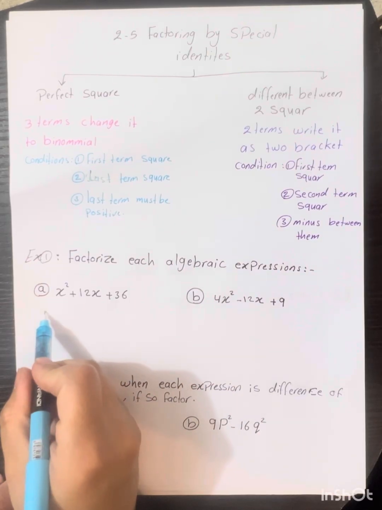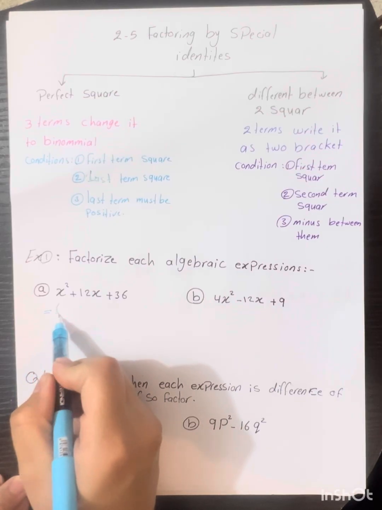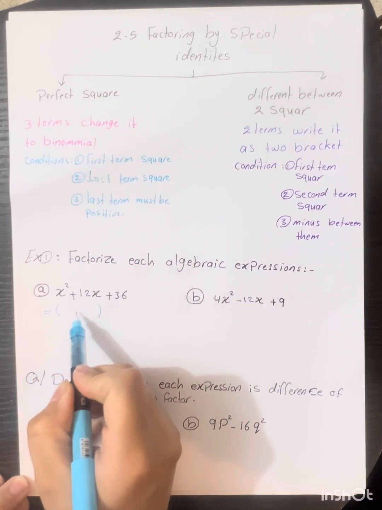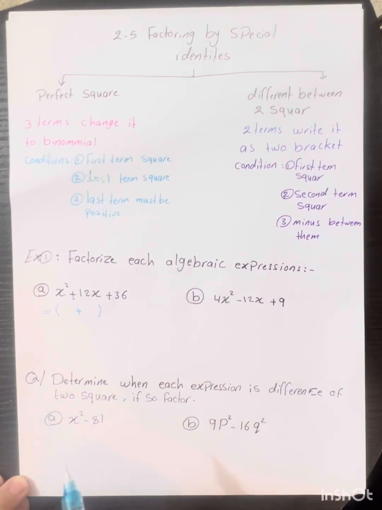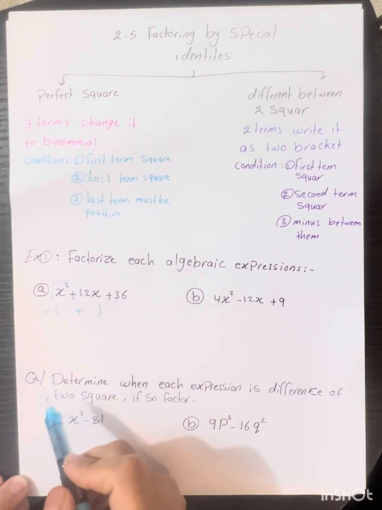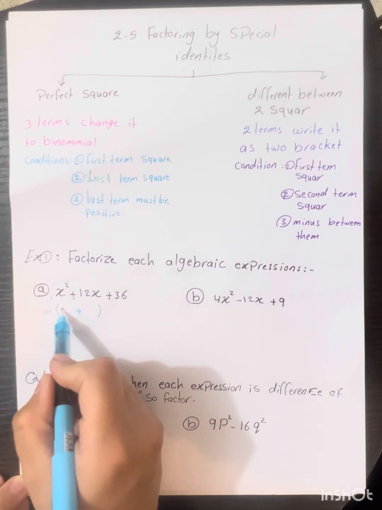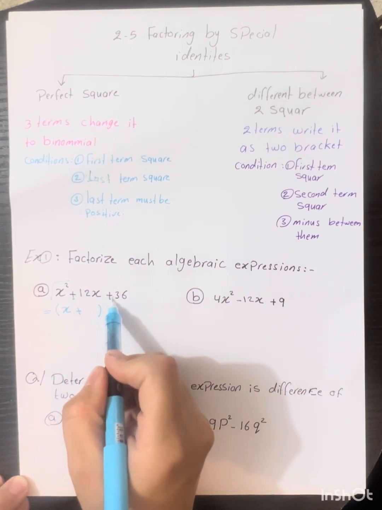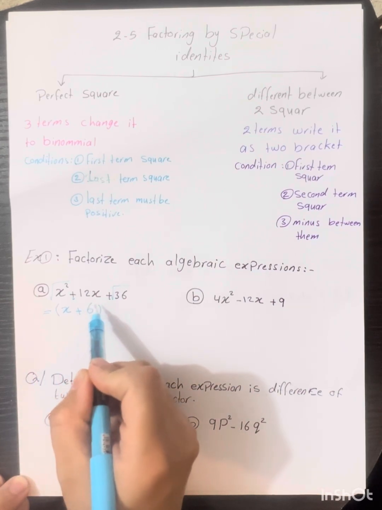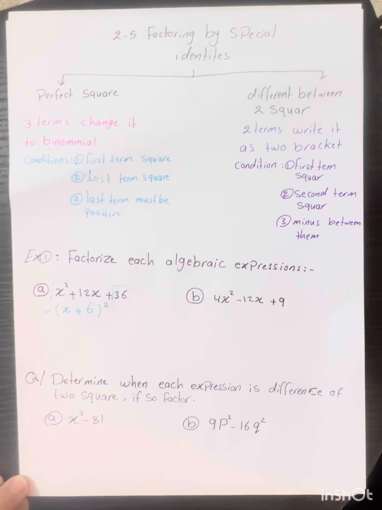We need to write an equal sign, then a bracket. The middle sign is positive, so I will write positive. For the first term and last term, I will take a square root. For the first term, the square root of x power of 2 is x, and the square root for the last term, the square root of 36, is 6. Then the whole bracket is raised to the power of 2.